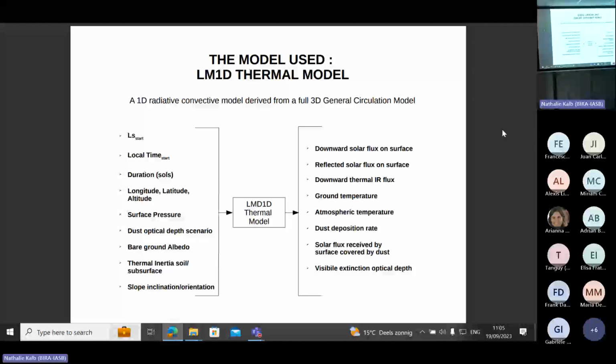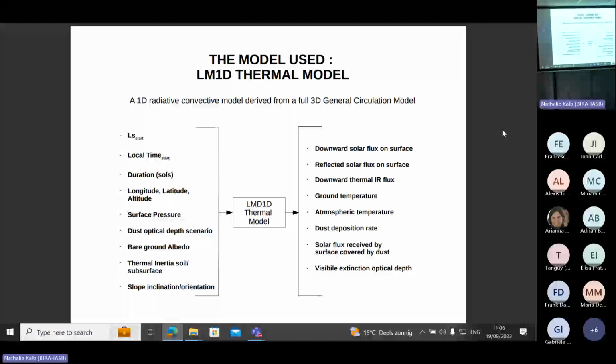The user just chooses some inputs: the time where he wants to start the simulation, the location, the duration of the simulation. Also other important inputs like the surface pressure, the bare ground albedo, and the thermal inertia. And with my new dust deposition model included in the LMD 1D model, the user has the possibility to choose the slope, inclination, and orientation as an input. That will be very important because the solar flux and the attenuation will not be the same whether the solar panel is inclined or not.